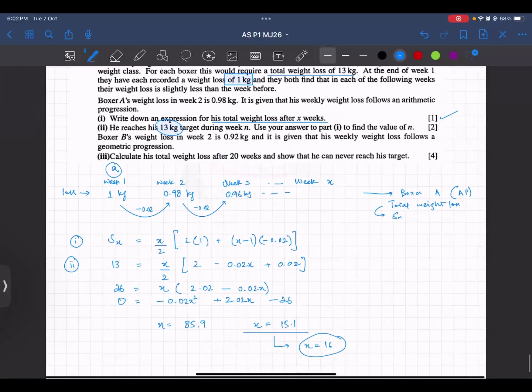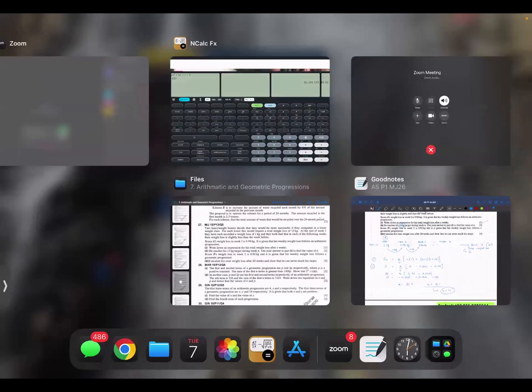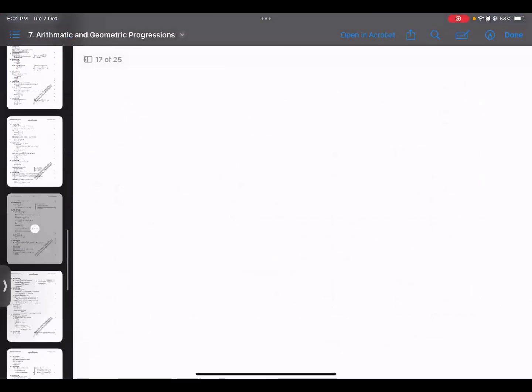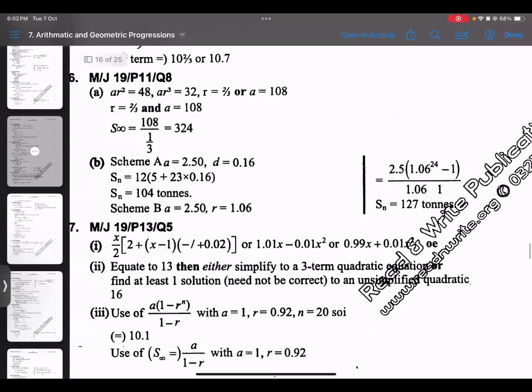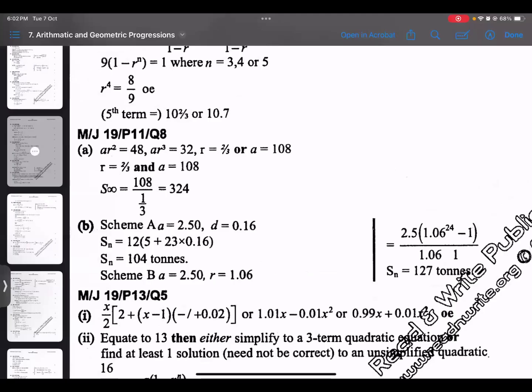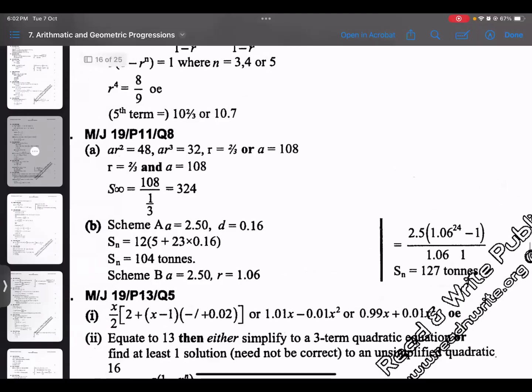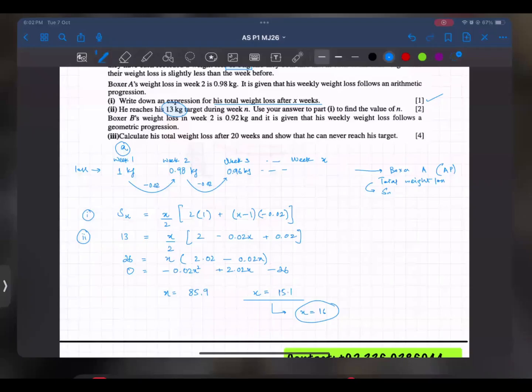Let me confirm this answer as well. Yeah, 16. Look, equate to 13 and then either simplify to a three-term quadratic or find at least one solution, need not be simplified to a quadratic, and the answer is 16. Okay, good.